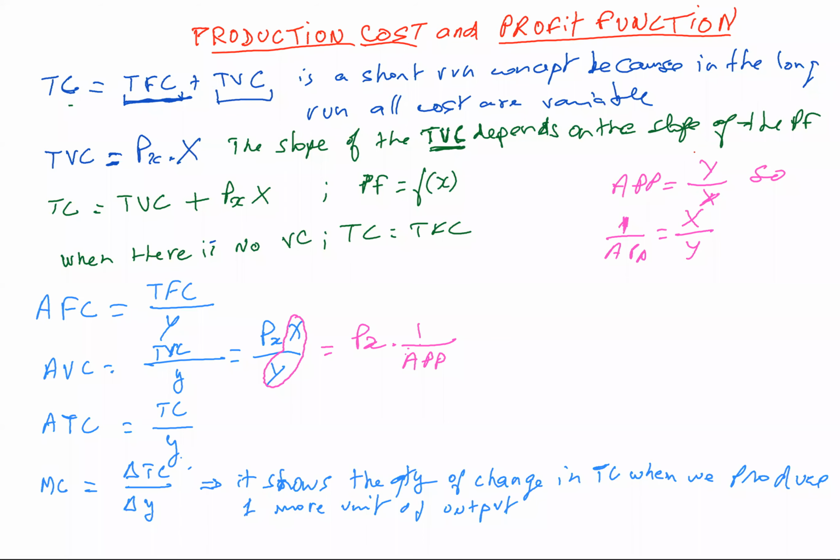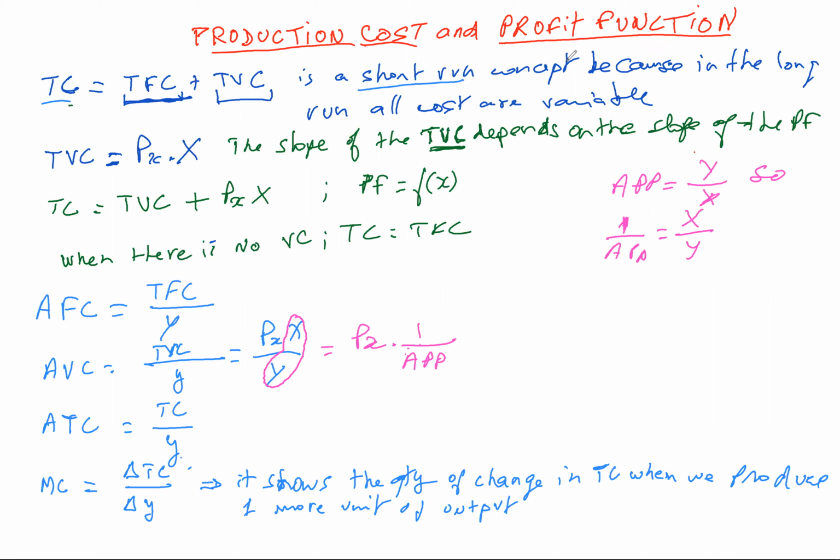Hello. In this video, I'll be talking about production cost and the profit functions. And of course, we'll be looking at the relationship between the two. Okay. So the total cost is, of course, total fixed cost plus total variable cost. And that is the short run.